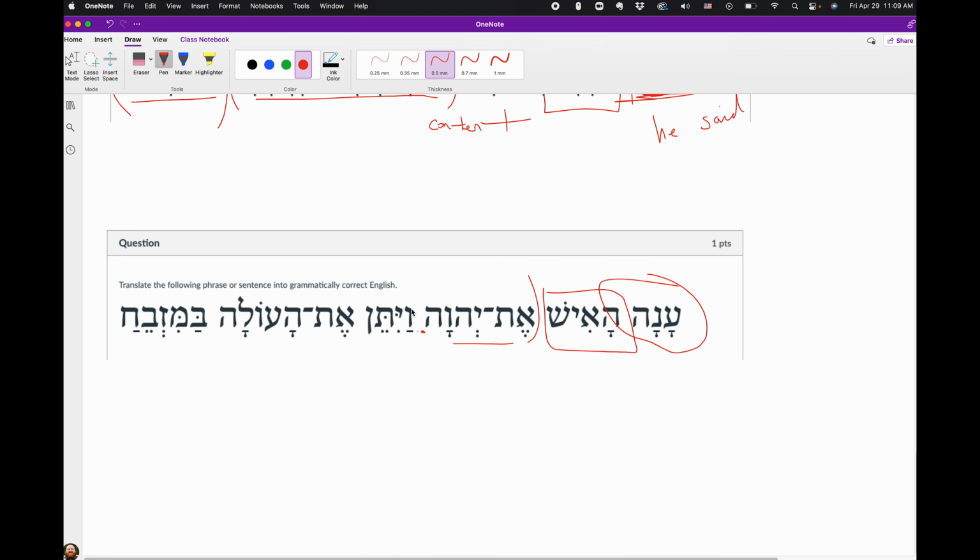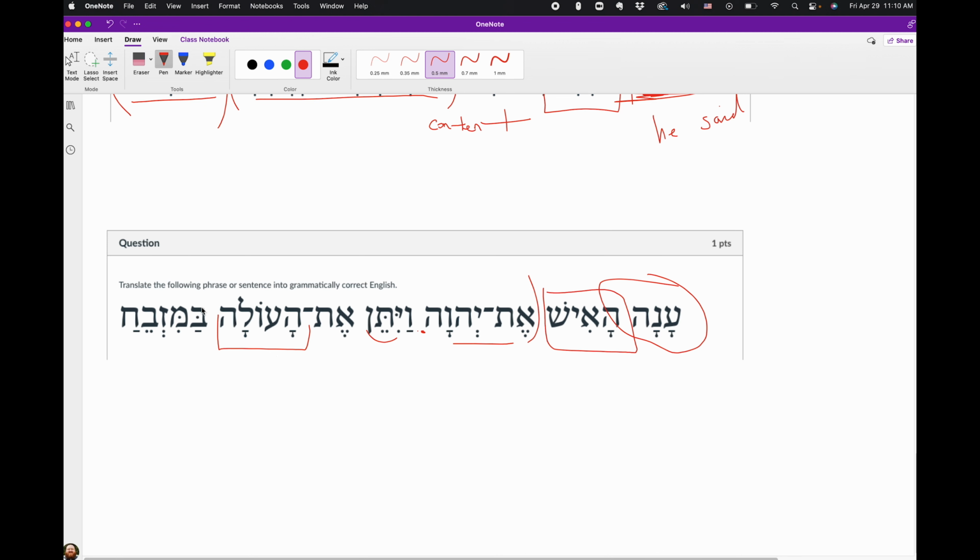And then we've got, and he gave, or he put, or he placed. This is natan in the jussive form, which looks weird, yitain. But this is, and he placed, or and he gave, and he offered, could even work. He offered the burnt offering, the whole burnt offering, at the altar. Now, I think that the correct answer in Canvas says on the altar.